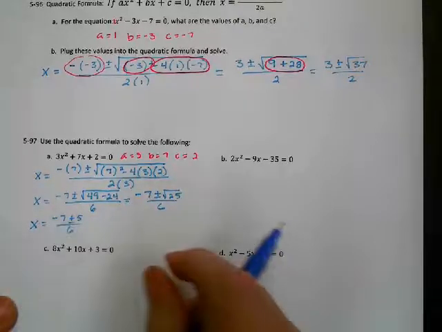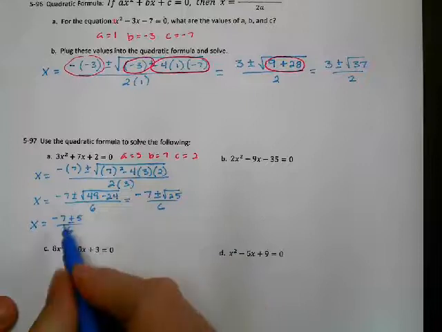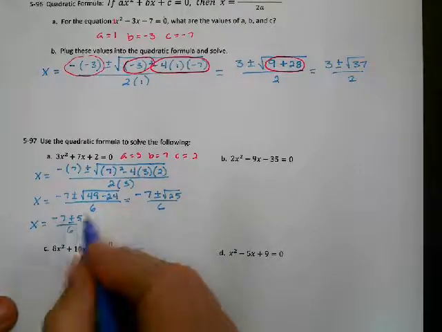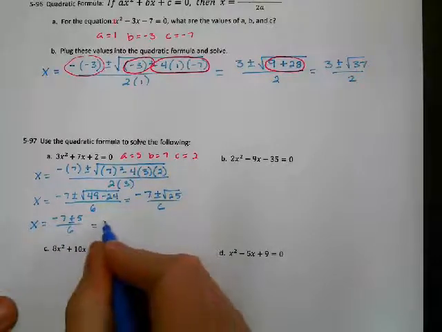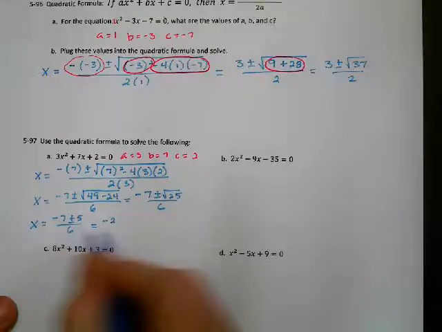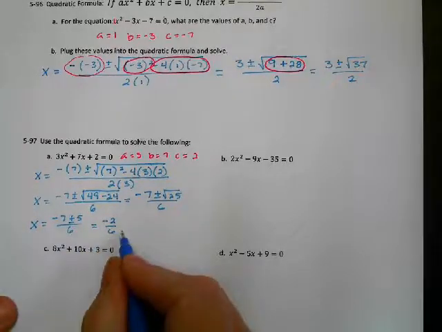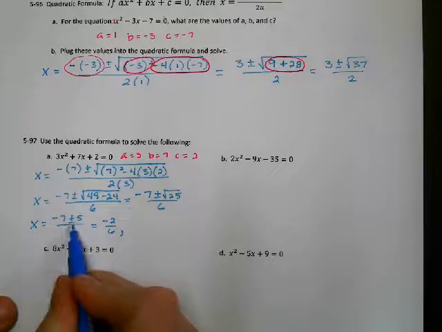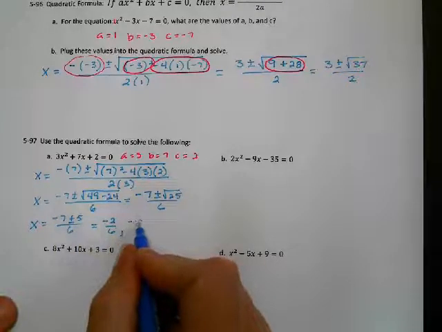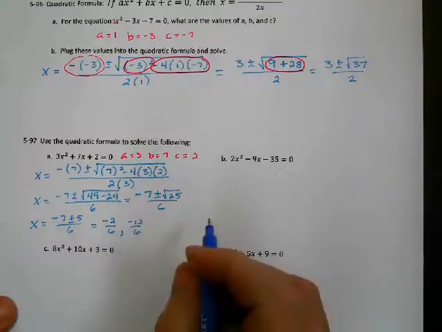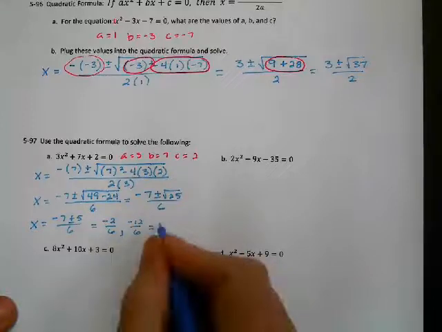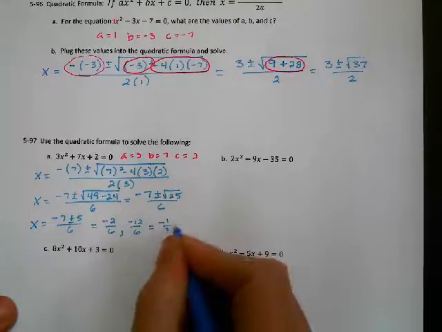Here's our two answers. -7 plus 5, that's -2 over 6. My second answer is -7 minus 5, that's -12 over 6. And both of those reduce to -1/3 and -2.